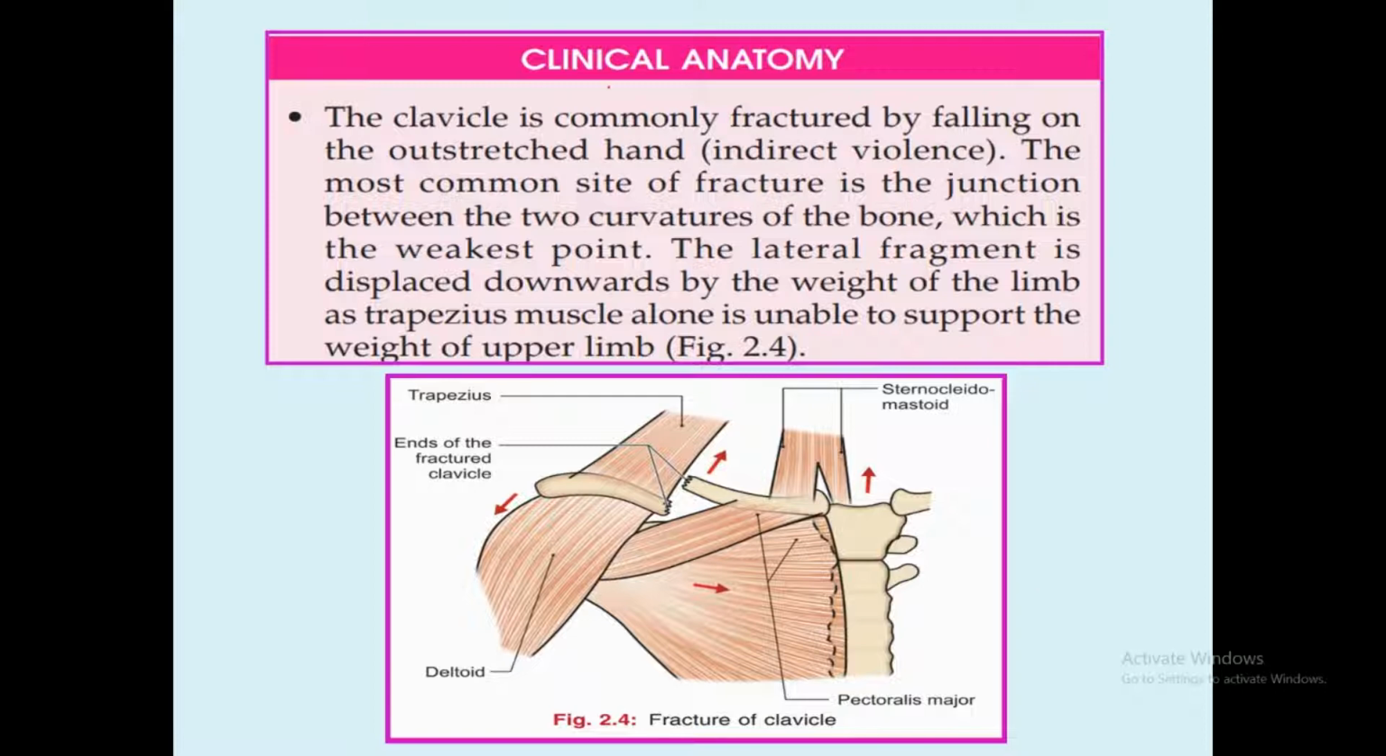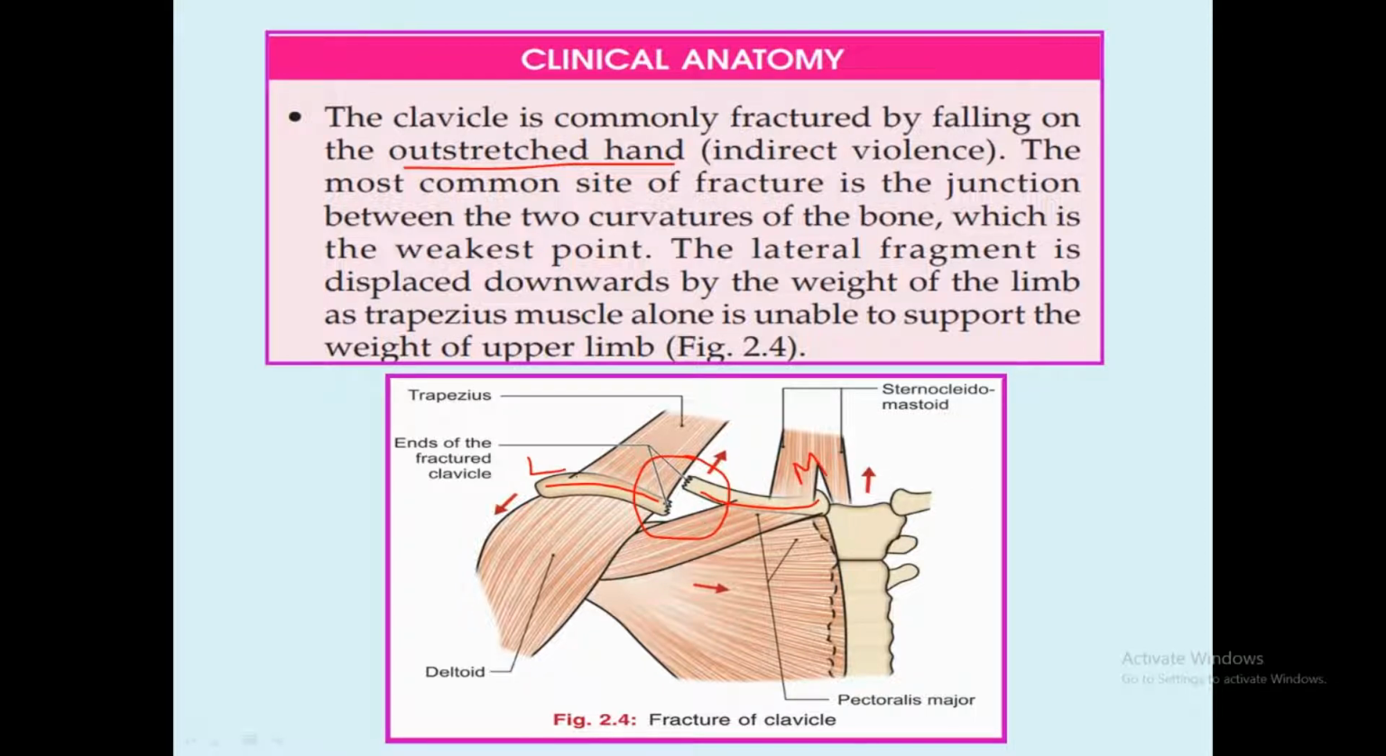And here, this is the clinical anatomy. So the clavicle is commonly fractured by falling on the outstretched hand. That is the indirect violence. So the most common site of the fracture is the junction between the two curvatures of the bone. So these are two curvatures of the bone. So this lateral end, அப்புறம் இது medial end.